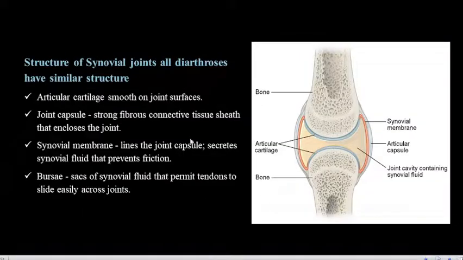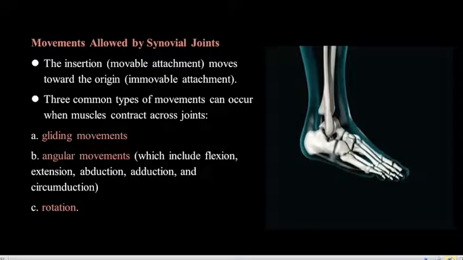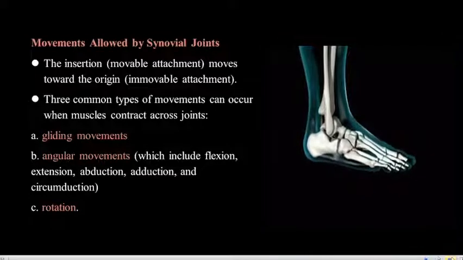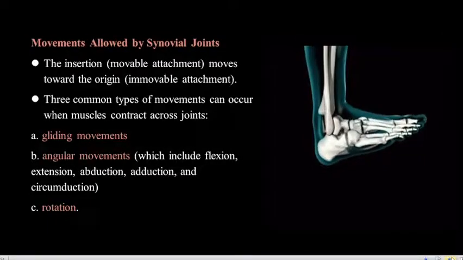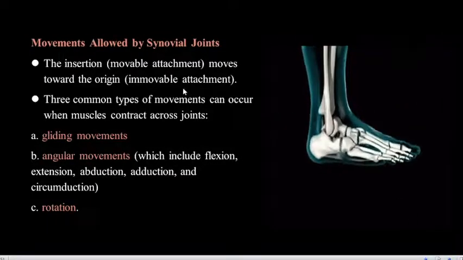Okay? And then you have the synovial membrane. Yung membrane natin found at the sides, no, of the joints. Yung red portion dyan. And then you have the bursae or the sac containing the synovial fluid. Okay? So, ayan siya. That permits tendons to slide easily across the joints. Okay, so let's take a look at the different movements that is allowed no by your synovial joints.